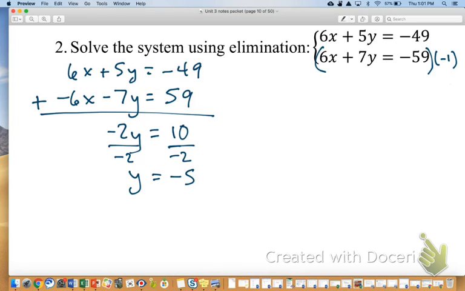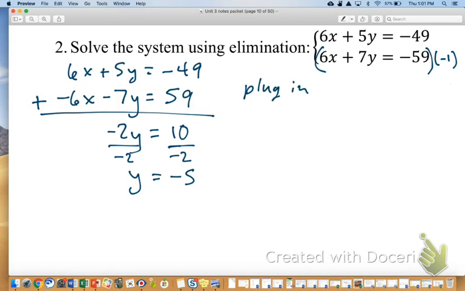How are we doing? Perfect. So I have like half of my answer, right? I need to get the x that goes along with that y. So I heard somebody say it. You plug it in. So it doesn't really matter where you plug it in.